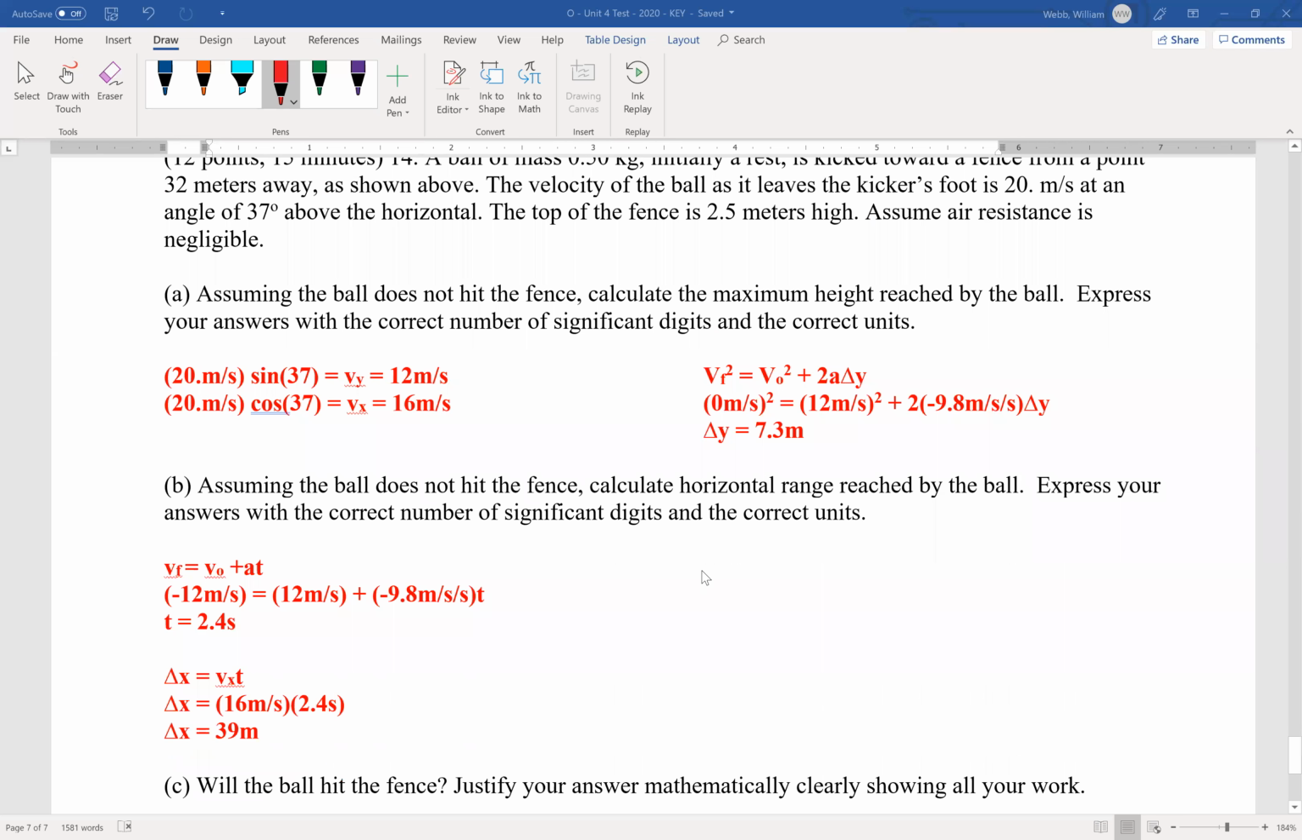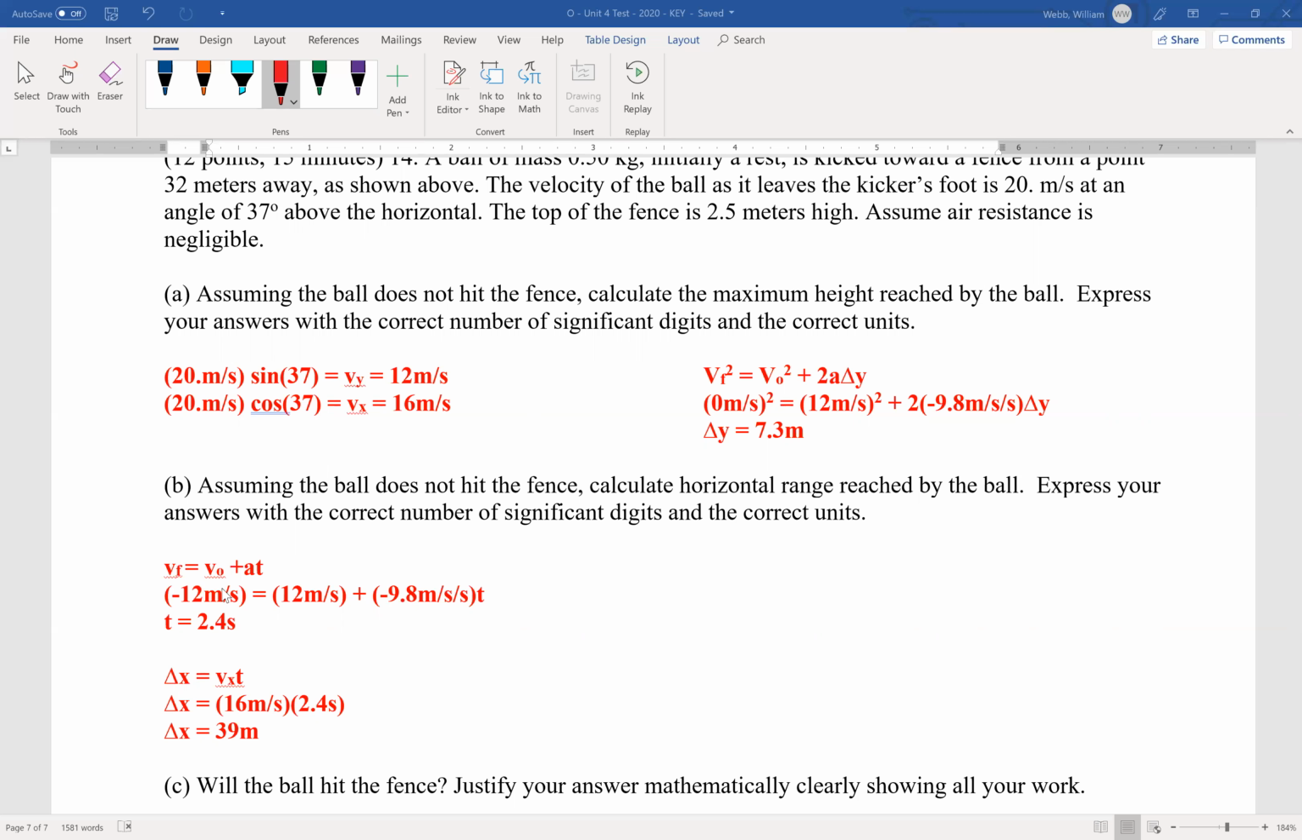For part B, assuming the ball does not hit the fence, again, calculate the horizontal range reached by the ball. Express your answers with the correct number of sig digs in units. So you might have found the time for part A. If you did, you probably only found the time to the peak at part A. And so if you did that, you'd have to double it. Since I didn't approach part A that way, I had to find the time here.